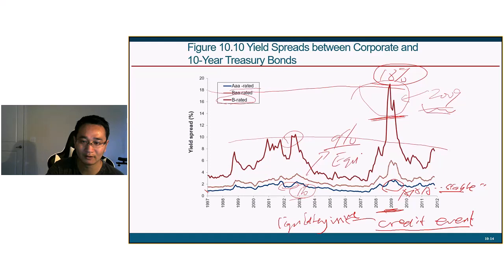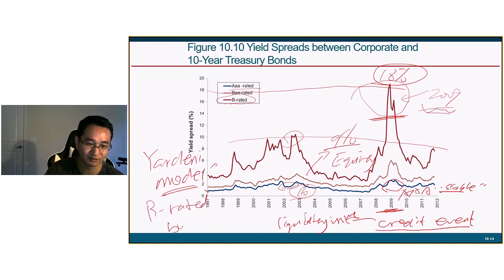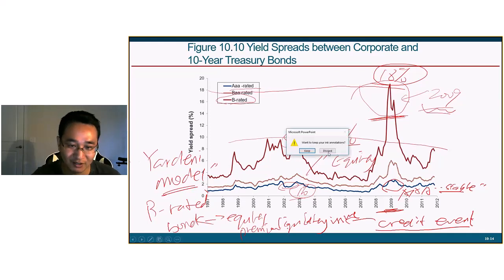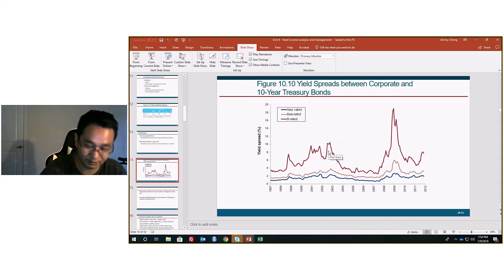That's why, if you take economics, we have a Gini model to predict the current stock price. They use B-rated bonds as a proxy for the equity premium. Okay, that will not be tested in this class, but it will be good to know if you're interested.